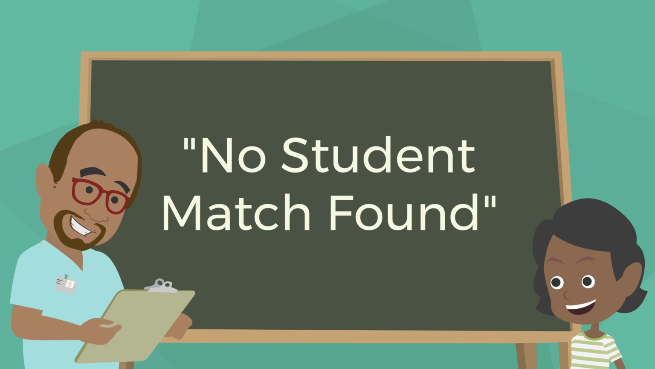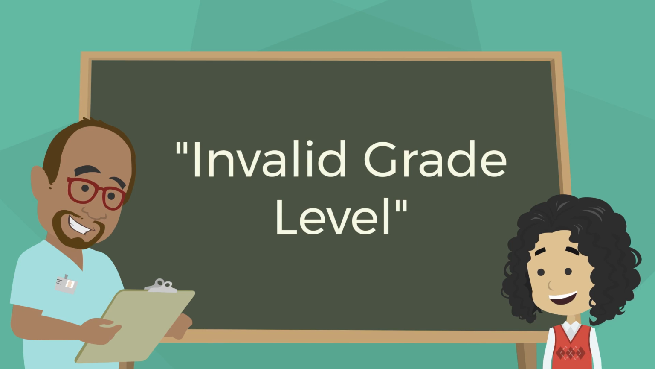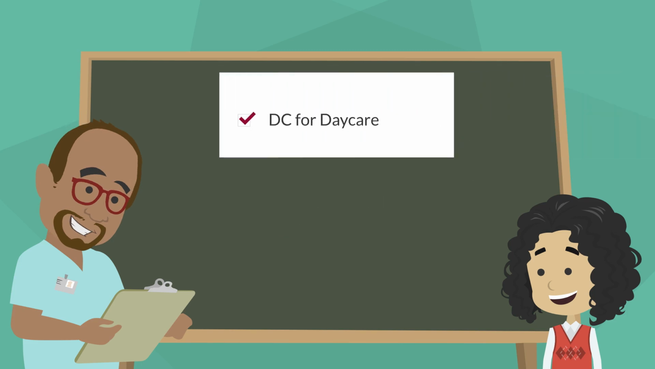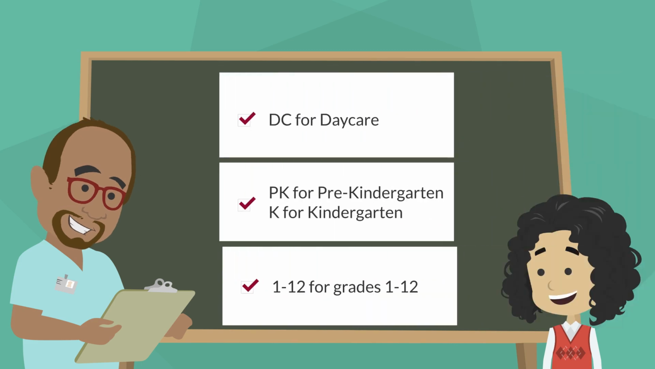If no student record is found in WiZ, then it may indicate that the student moved from another state or has not received vaccinations in the state of Connecticut. If the student record is found in WiZ, then match the record in WiZ with the student's information on the CSV upload file. Invalid grade level. This is a warning that indicates that the grade level for this student, indicated on the upload roster, is not a valid grade level in WiZ. Valid grade levels are DC, for daycare, PK, K, and grades 1 through 12.